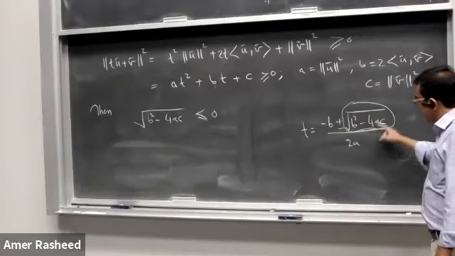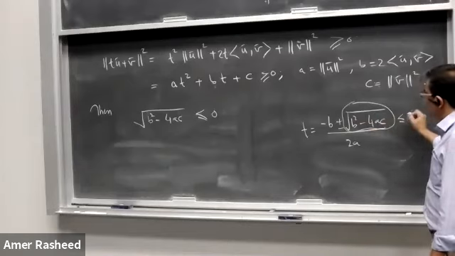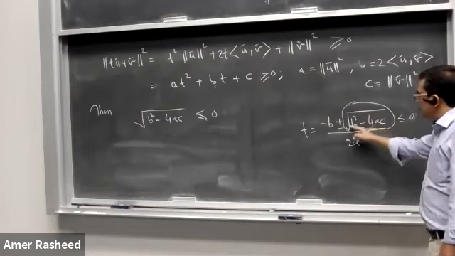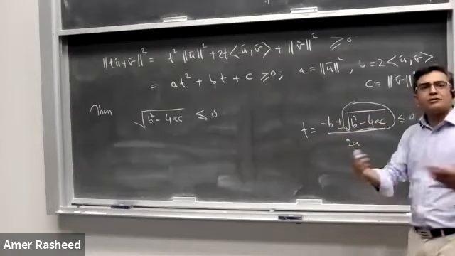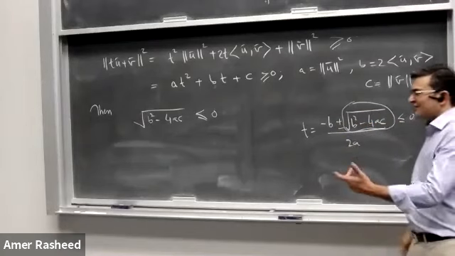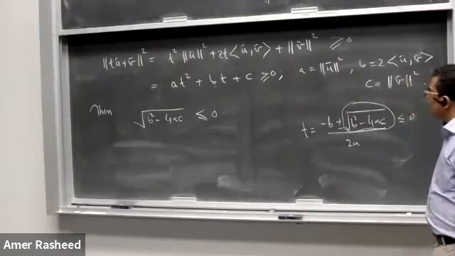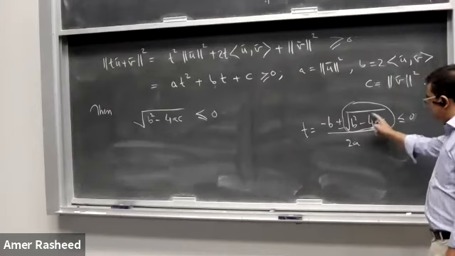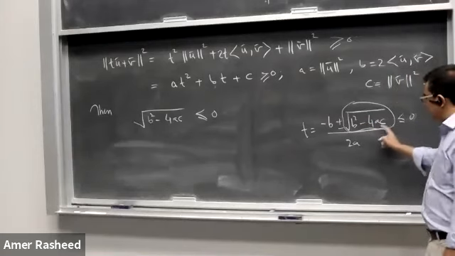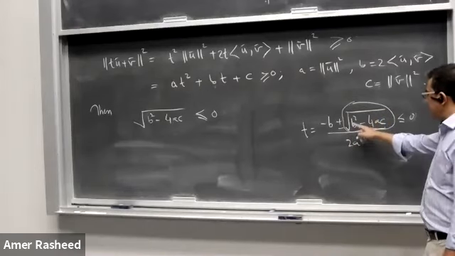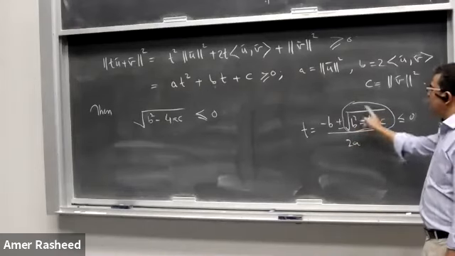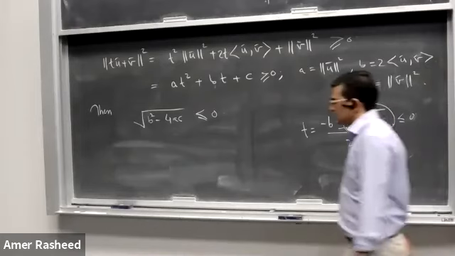Now, if this thing is less than or equal to 0, then you might have real roots. If this is 0, then you have the same real roots. If b square minus 4ac, which is inside the square root sign, is less than 0, then you must have complex roots.